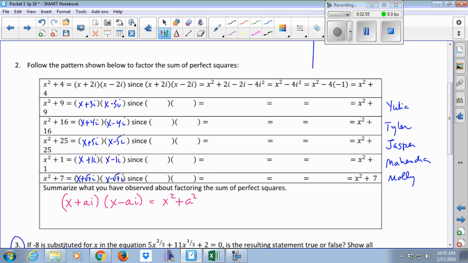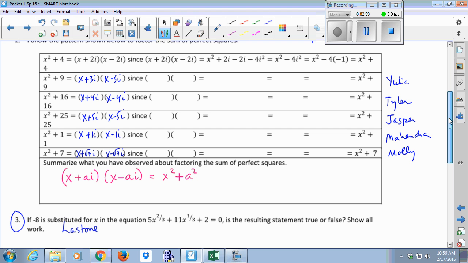How do you know it's wrong? What'd you write, Kenneth? Oh, you left the i's totally out. Okay, yeah. If you had x plus a, x minus a, then that would be x squared minus a squared, which is the difference of perfect squares, which we learned how to factor back in an intermediate algebra class. So this is the first time you're seeing sums of perfect squares factored.